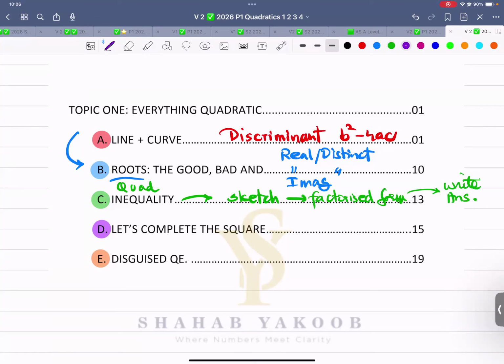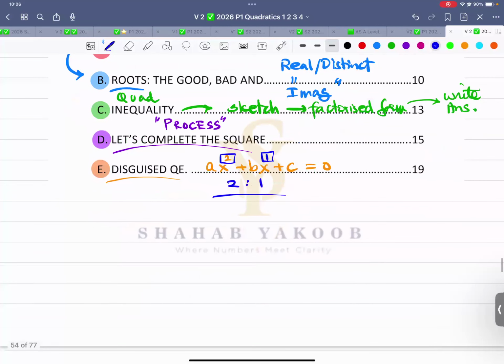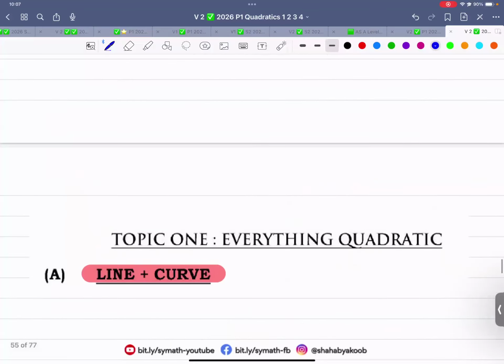And then the fourth one is completing the square. That is the process of completing the square. Whatever is necessary for the completing the square method, you should do it. And last but not the least, that is about disguised quadratic equations. ax square plus bx plus c equals 0, if the highest power and the second highest power are in the ratio of 2:1, that's a disguised quadratic equation. And I hope you remember we already studied it when we were studying trigonometry. So I have picked out some very nice questions and let's get started.